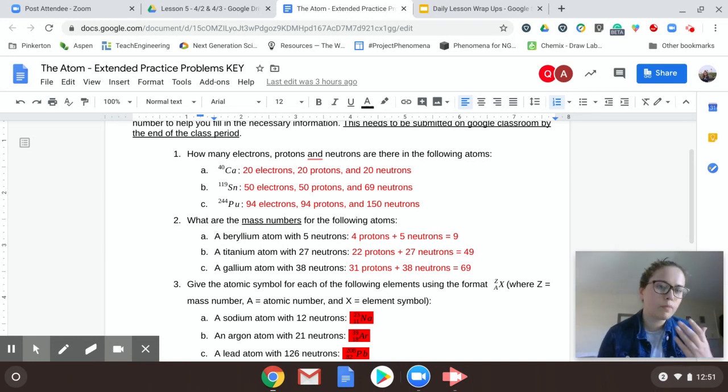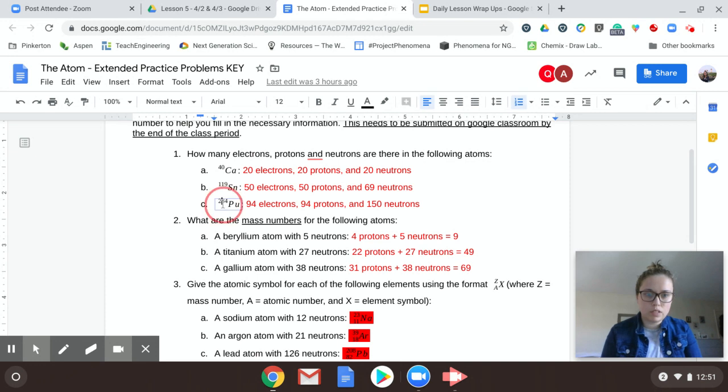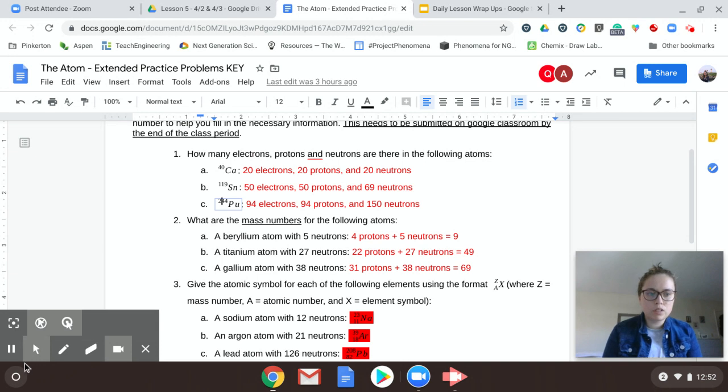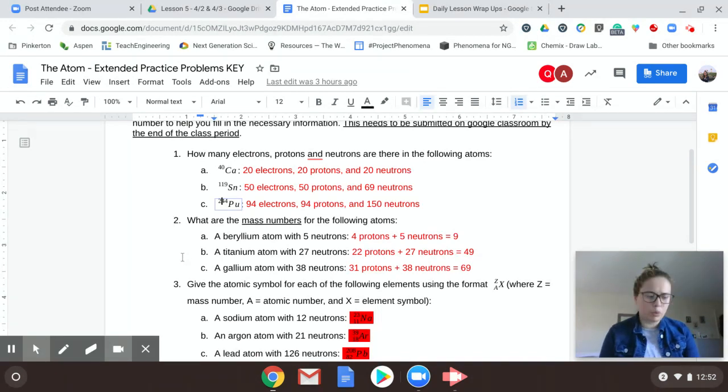So calcium's pretty straightforward. Tin, again, is pretty straightforward, but the plutonium, if you look at the plutonium box on the periodic table, it says that plutonium's mass number is 239. However, in the problem that I gave to you, the mass number of plutonium is 244. So you need to use the mass number that I gave to you. Okay, you need to use this mass number right here, the 244. So I hope that clears that up a little bit.